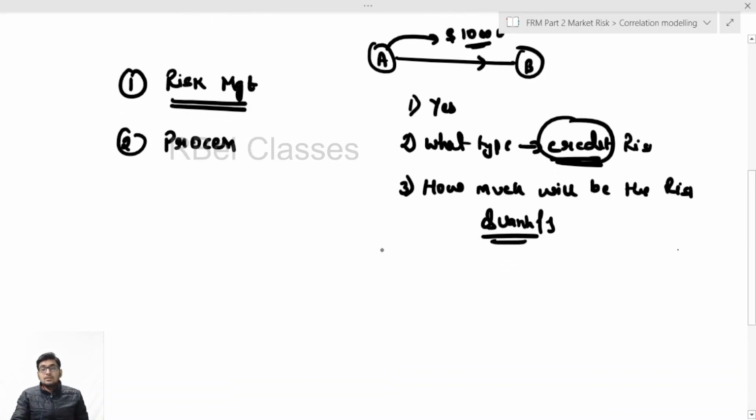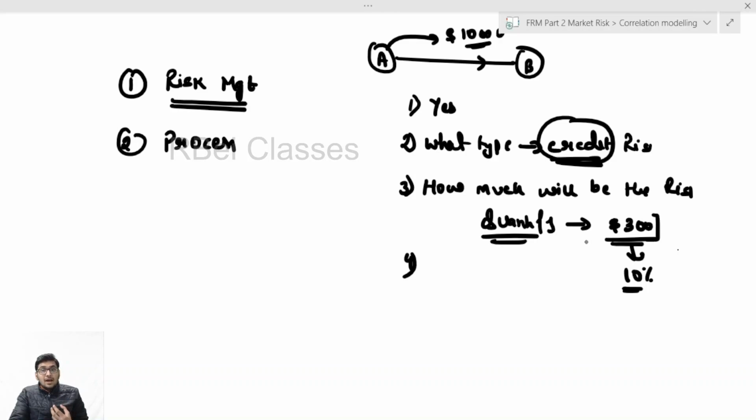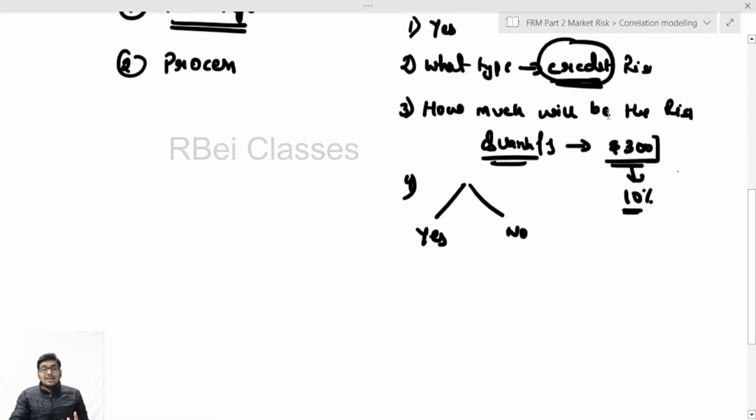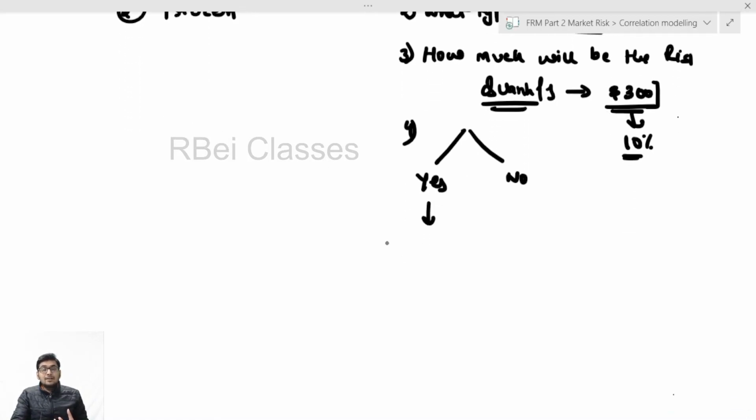Okay, now suppose you are able to quantify with the help of multiple models which are there, and you get to know that you can lose $300 and the probability to lose $300 is 10%. There is a 10% chance that you can lose $300. Now you will ask yourself whether I can afford this risk or not, whether I can afford this loss or not. There are two options, yes or no. If I say yes, I can afford it, then I should give the loan to Mr. B, and further I don't need to take any steps.